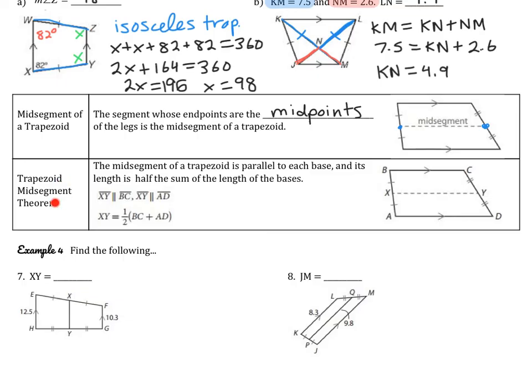So the trapezoid midsegment theorem tells us that the midsegment of a trapezoid is parallel to its base. So we could say that this is parallel to each base, and we can say that its length is half the sum of the lengths of the bases. So this tells us to add up the bases, which we do here, and then cut it in half, and that should be the length of your midsegment.